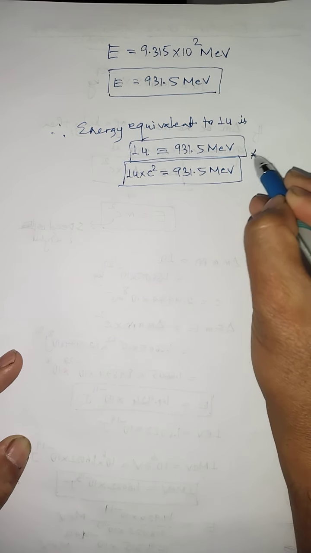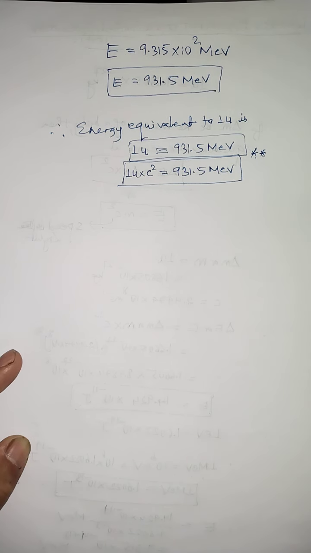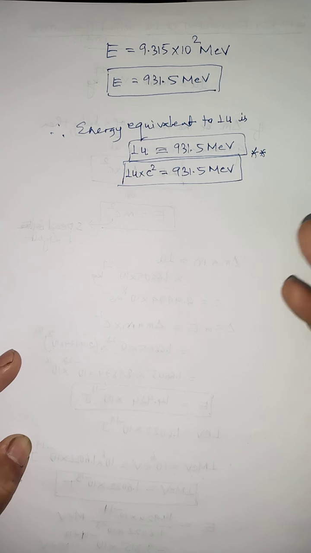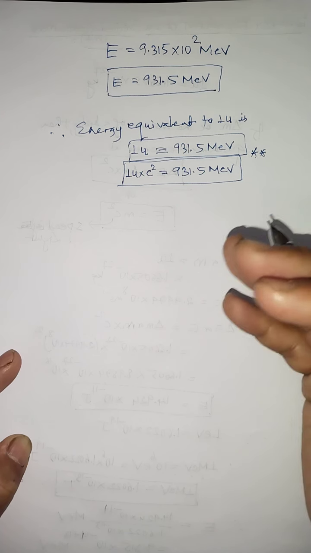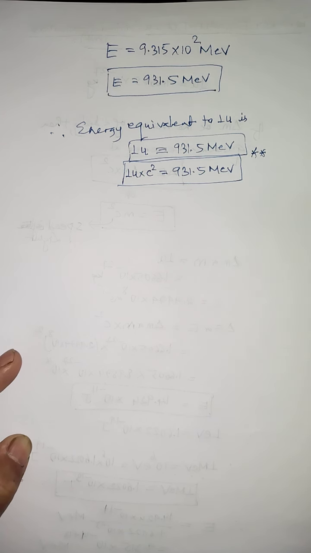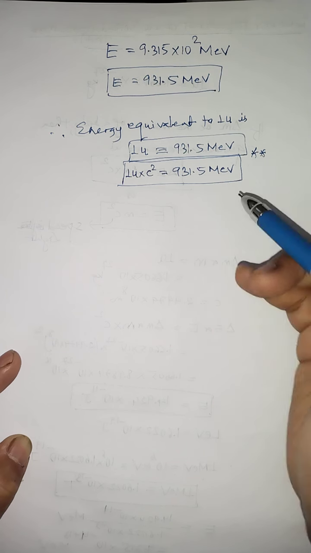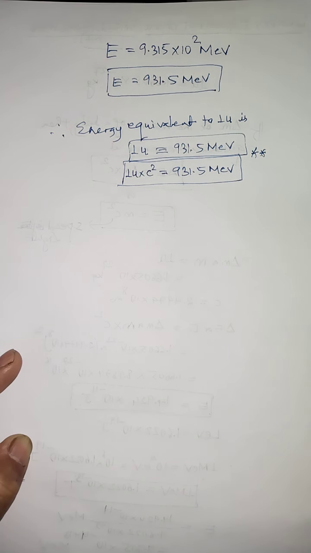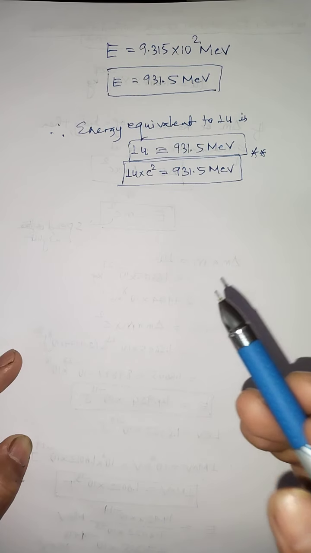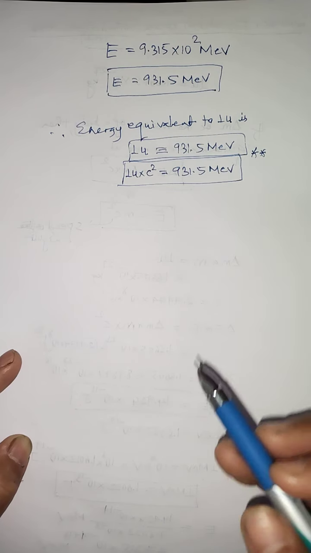So this relation shows that in the universe, mass and energy are always interrelated to each other. That means mass and energy are not separate entities. They are always interrelated, just like electricity and magnetism, as you have learned, are interrelated. Similarly, in the universe, mass and energy are also interrelated. So this is the relation that I have derived for the energy equivalent of 1 unified atomic mass unit.